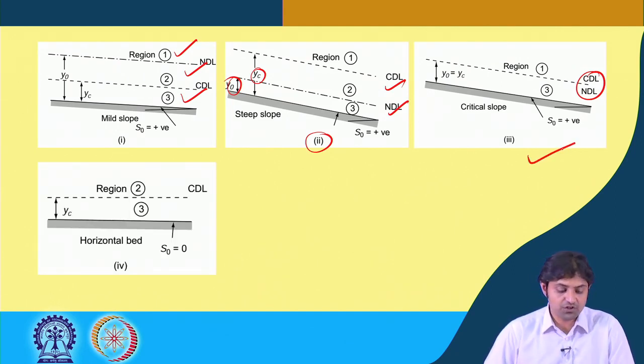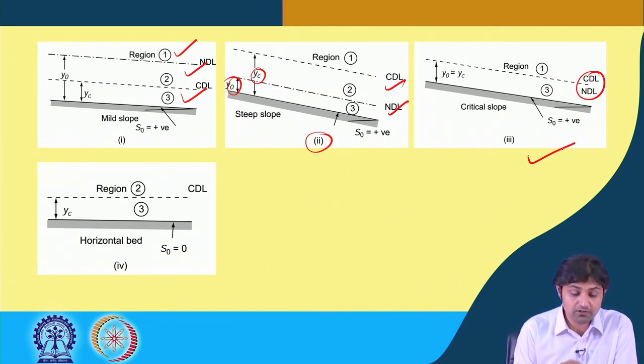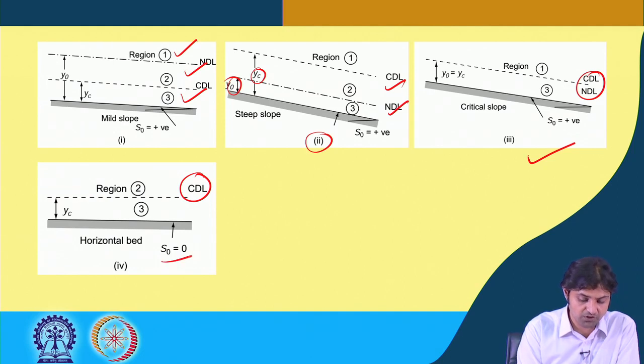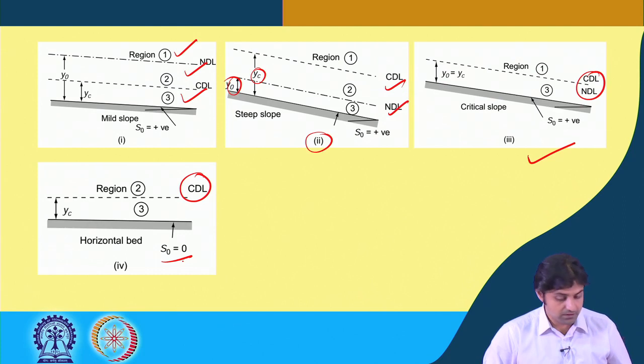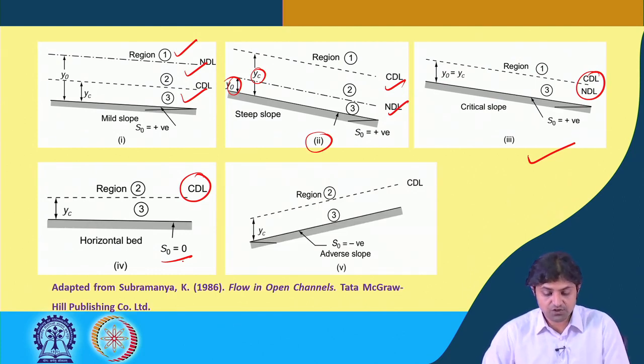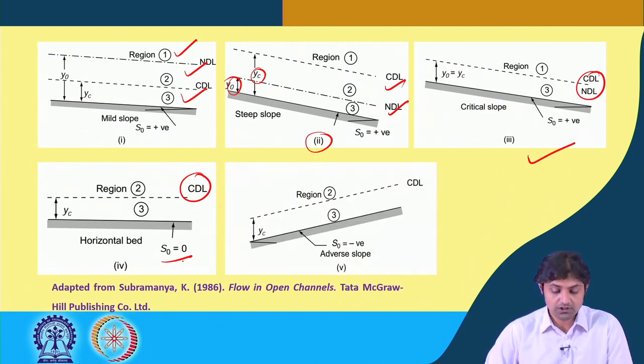The fourth is a horizontal bed. There will be no NDL here, so there will only be a CDL because the bed is horizontal. There will be only region 2 and region 3. Similarly, in case of an adverse slope also, there is not going to be an NDL, only a CDL. So, there is existence of only region 2 and region 3.